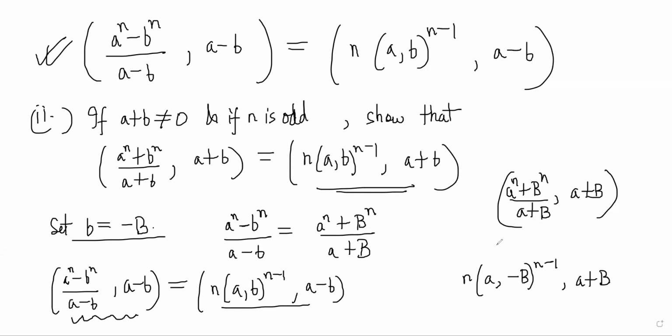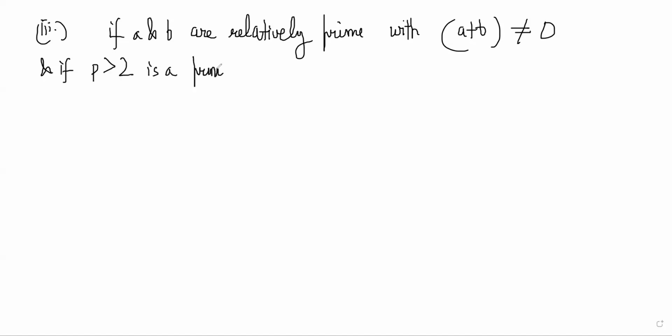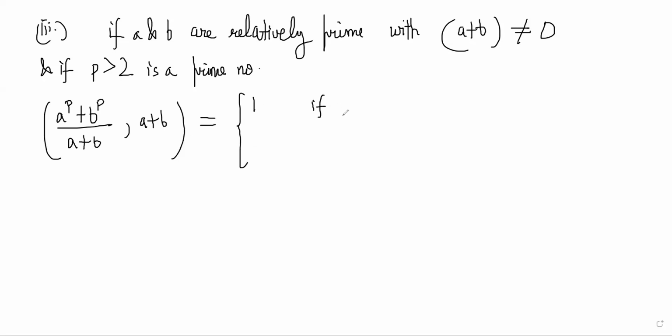The last part of the problem is also a little interesting. It says, if A and B are relatively prime with A plus B not equal to 0, and if P greater than 2 is a prime number, then the GCD of (A power P plus B power P) by (A plus B) with A plus B is equal to 1 if P doesn't divide A plus B, and P if P divides A plus B.